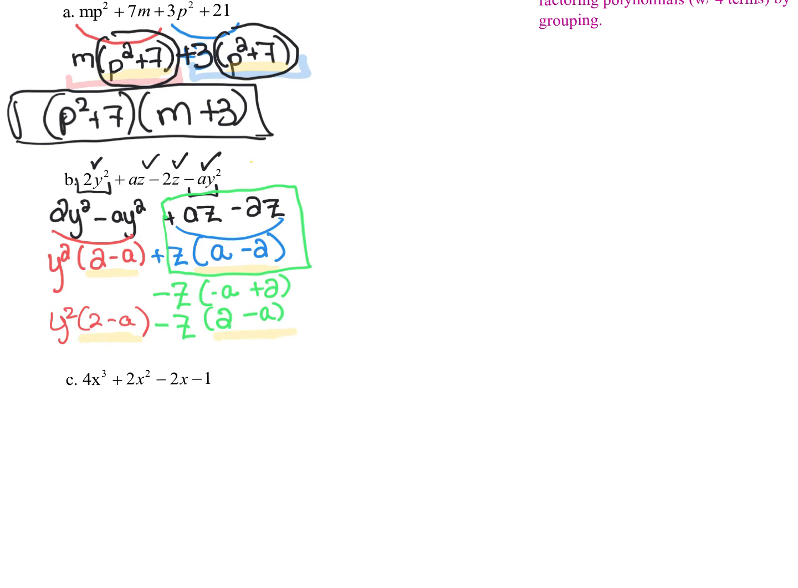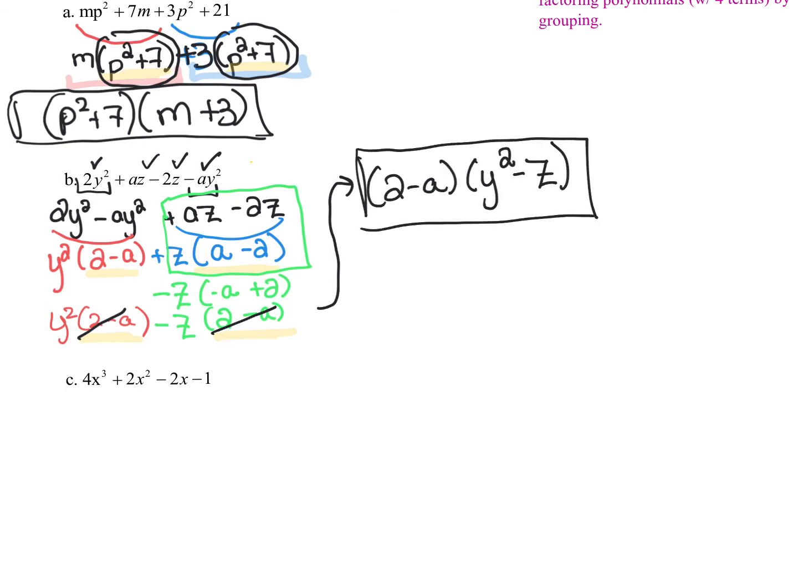So I'm going to pull out or factor out what I had in parentheses. The 2 minus a, that's gone and this is gone. And in the red terms, I'm left with a y squared minus z from what was the green-blue team. And so here is your answer.